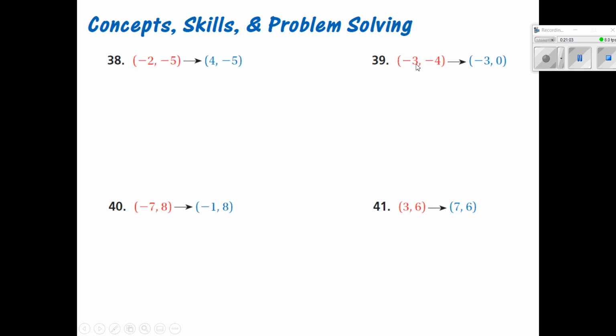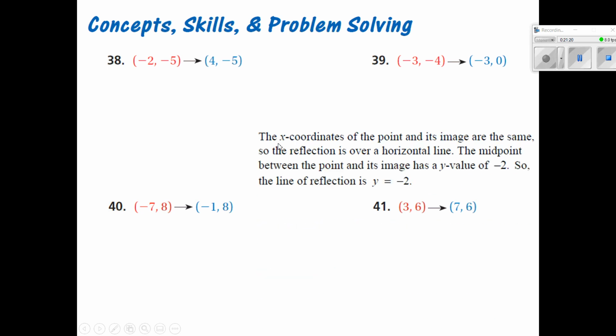Number 39, since I have -4, and then it says 0 here. So where is that going to be a reflection across? Well, what is in between -4 and 0? I'm going to go with -2. The x-coordinates of the point and its image are the same, so the reflection is over a horizontal line. The midpoint between the point and its image has a y value of -2. Okay, so the line of reflection is y equals -2.